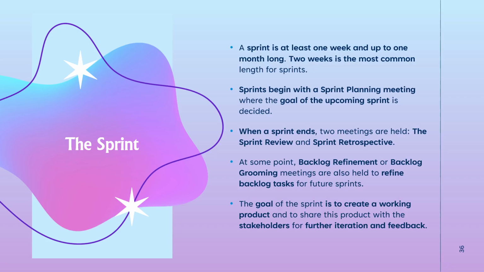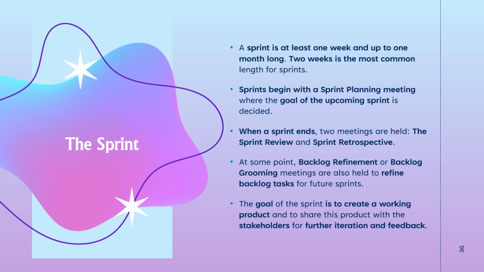Sprints begin with a sprint planning meeting. We'll actually talk about each of these meetings in a little bit, but there's a sprint planning meeting where you decide the goal of the sprint. Once that sprint ends, you hold two meetings: the sprint review and sprint retrospective. Once again, we'll talk about those. At some point along the line, maybe towards the start, towards the middle, towards the end, it depends on the team, you do some backlog refinement, and we'll talk about what the backlog is as well. This is just held to refine backlog tasks for future sprints.